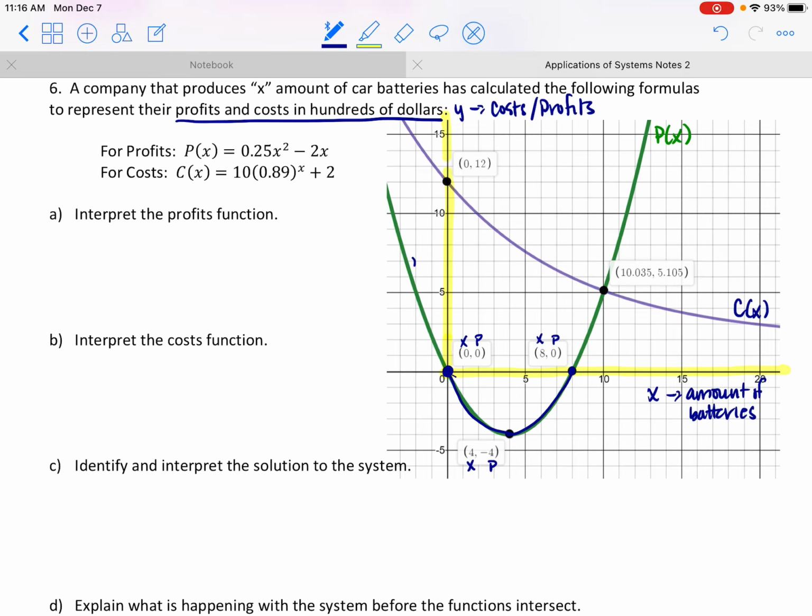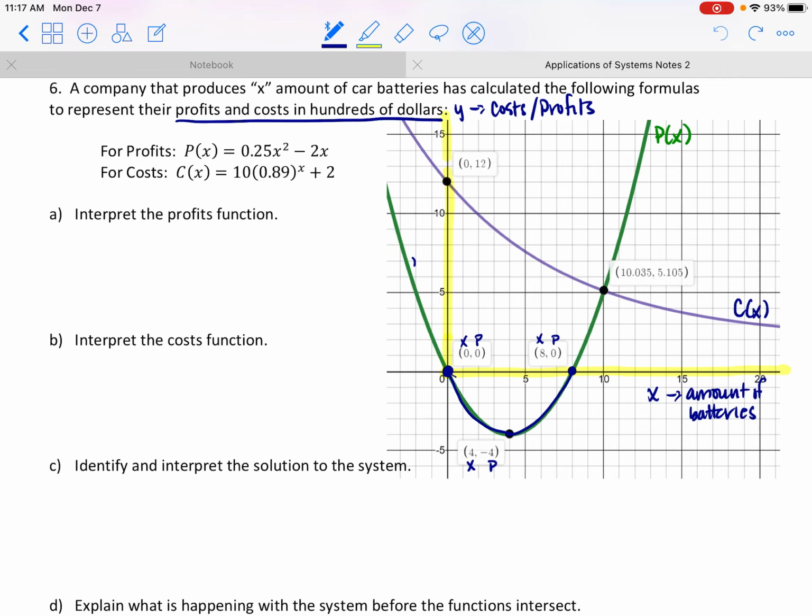So they start out with nothing, they're losing money, losing money, losing money, and then by the time they've made 8 batteries, they've recouped their cost. They're not making any profit yet, but they're zeroed out. They're not negative. And then by the time they get here, the functions are modeled for the situation, but obviously we're not going to have 10.35 batteries. But when they've produced about 10 car batteries, their profit is about $500, and their profit is just going to continue to grow from there.